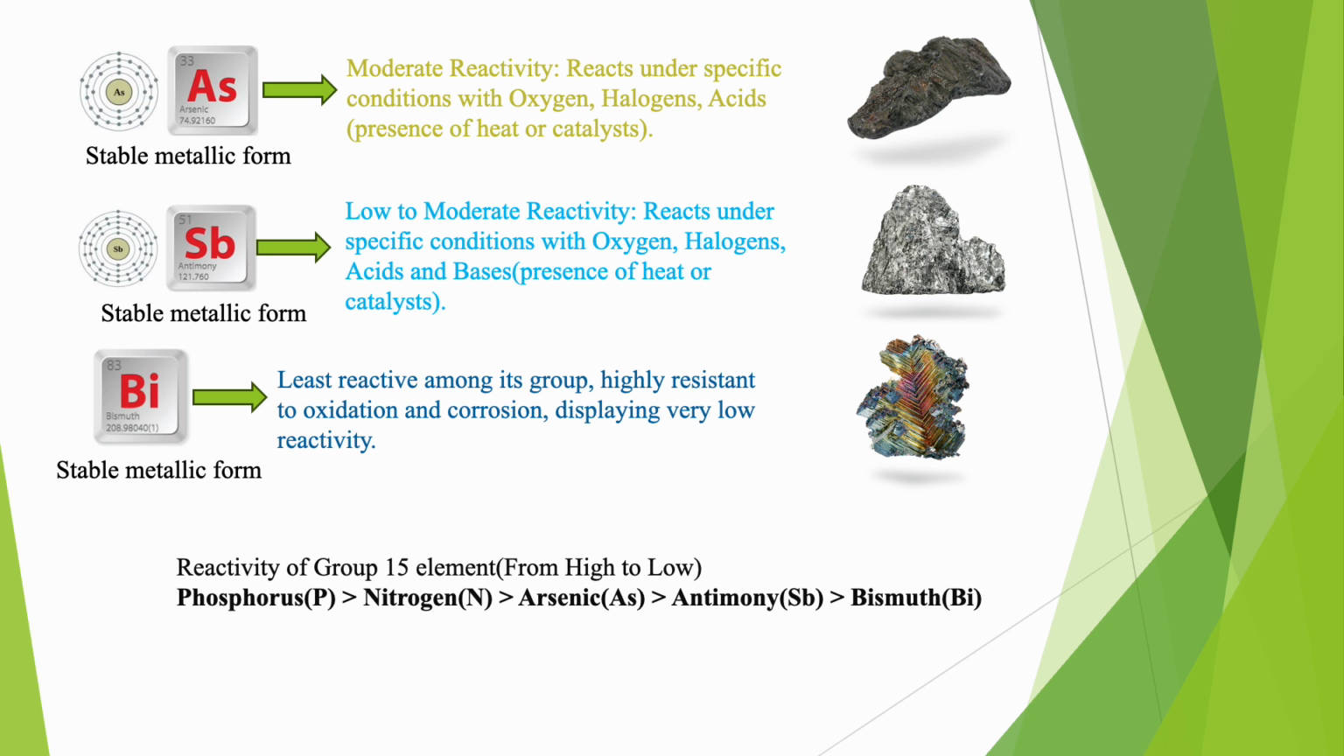Bismuth at the bottom of the group shows the least reactivity due to its low electron activity and metallic properties. Bismuth is relatively inert, which is why it's often used in low toxicity applications like certain medicines. So in summary, the reactivity of phosphorus is greater than nitrogen, which is greater than arsenic, which is greater than antimony, which is greater than bismuth. This trend is due to an increase in atomic size, a decrease in electron activity, and a greater metallic character.